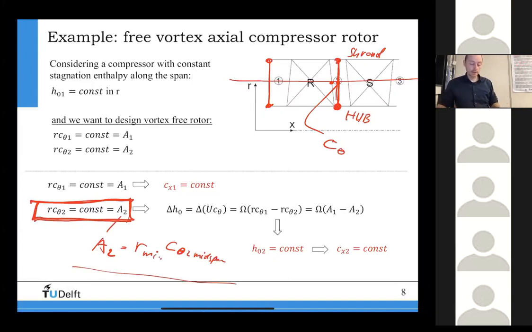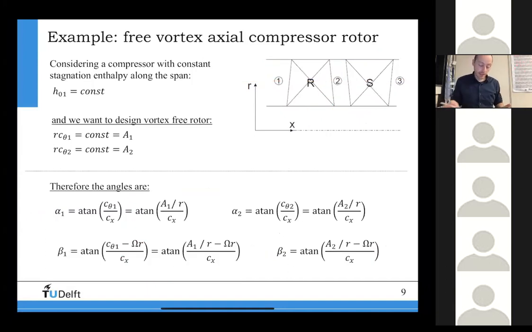And if I do that, you will see that I will be able to calculate also a variation of alpha 1 as a function of R, and a variation of beta 1 as a function of R, alpha 2 as a function of R, beta 2 as a function of R. And this is nothing else than A1 divided by R here, divided by Cx. And Cx, we said, is constant across the whole stage. Then you know alpha 1 will change this way, beta 1, and so on and so forth. So just simply using this design guideline, right?